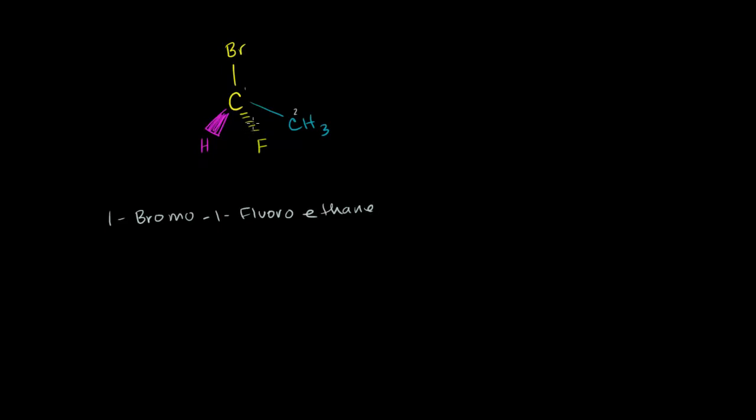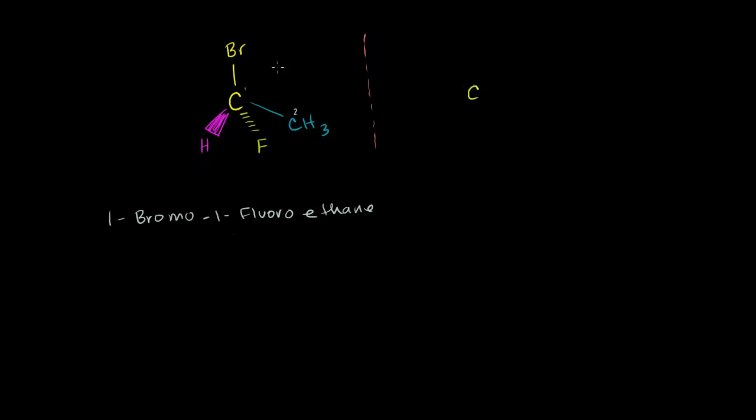Just a review of some of the earlier nomenclature videos we had done. Now, we know immediately, based on the last few videos, that this is also a chiral carbon. And if we were to take its mirror image, we would get another enantiomer of this same molecule, so they are enantiomers of each other. So what does the mirror image of this 1-bromo-1-fluoroethane look like?